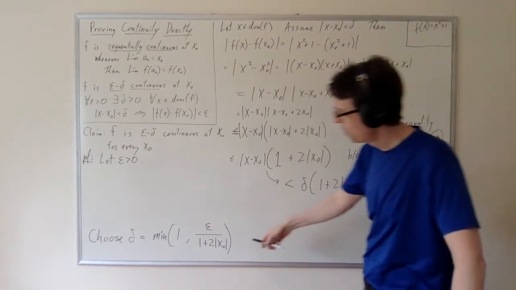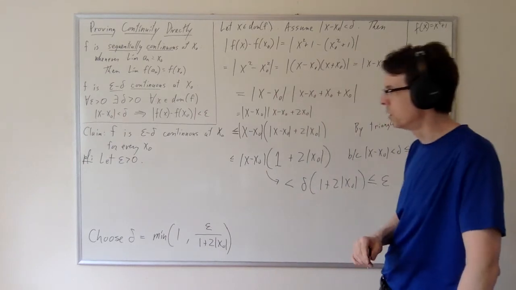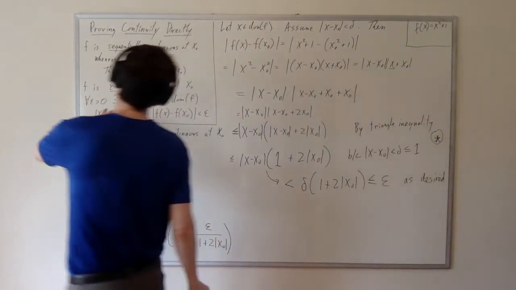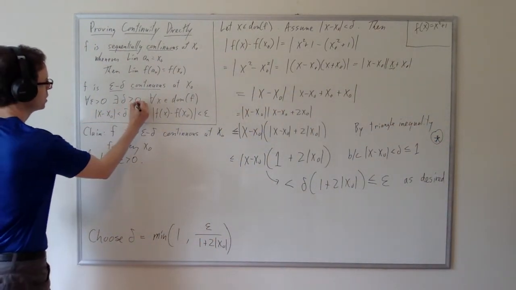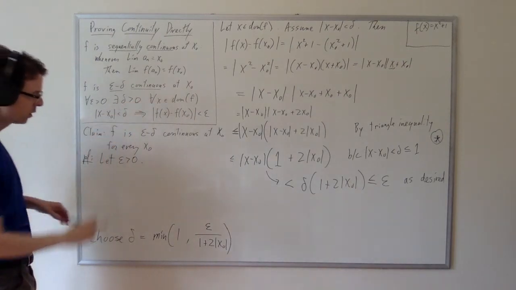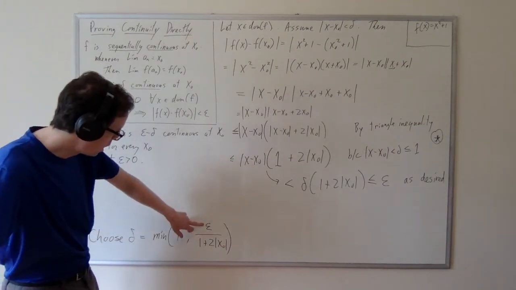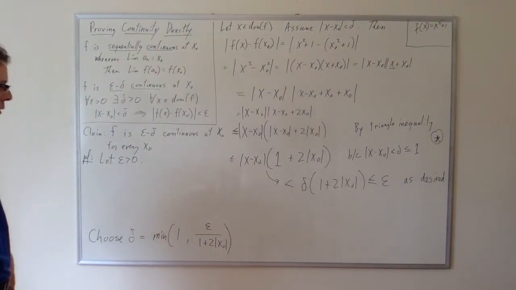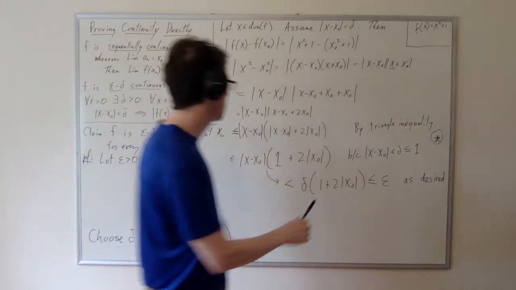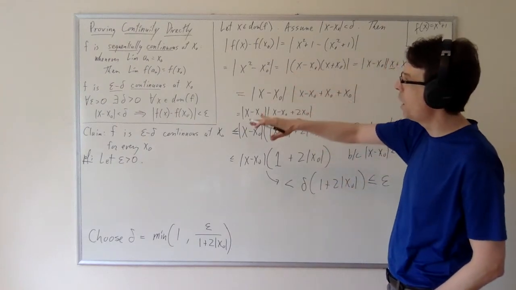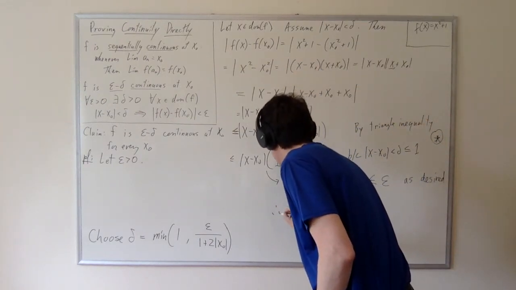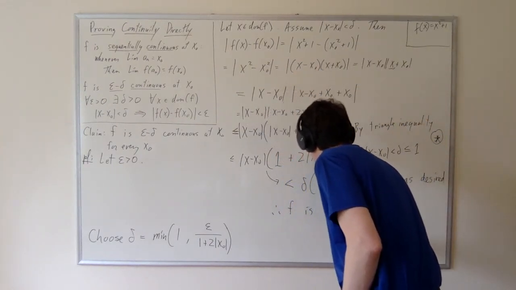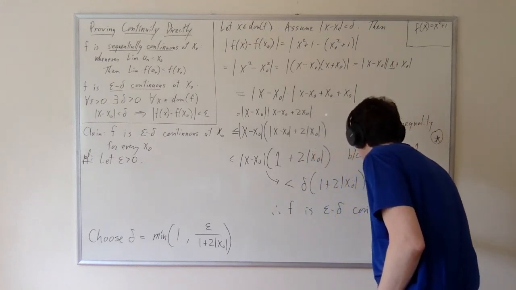And notice furthermore that this minimum is a positive number. The definition of epsilon-delta continuity requires that there exists a delta and that delta be positive. Well, 1 is positive, epsilon is positive, and this is a positive number. And so that's definitely a positive number. And so this completes the proof that F is epsilon-delta continuous. So F is epsilon-delta continuous.